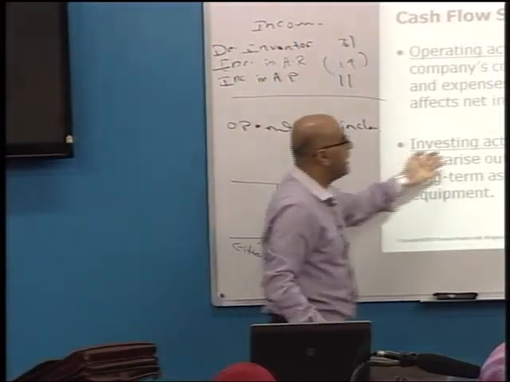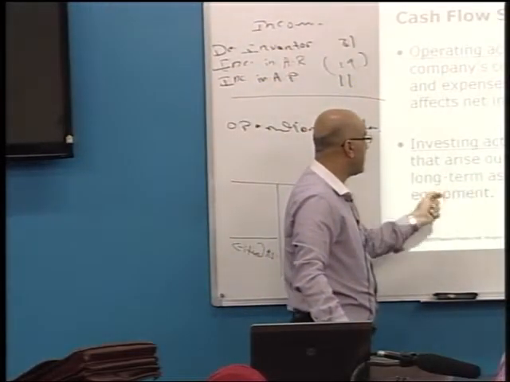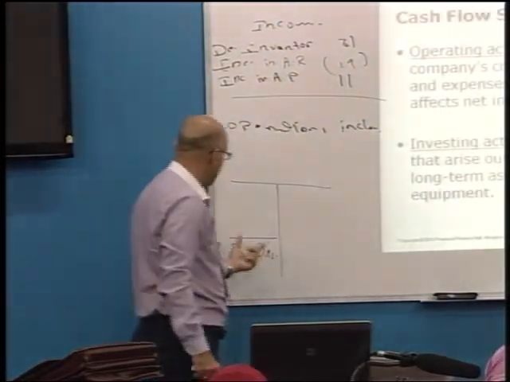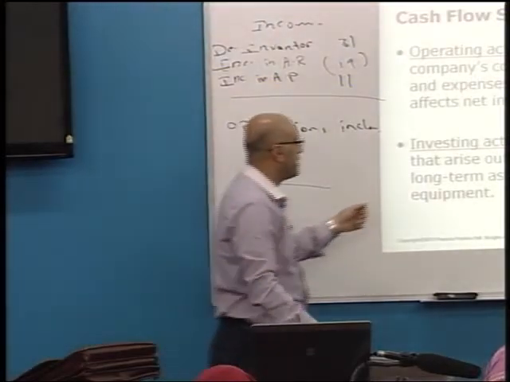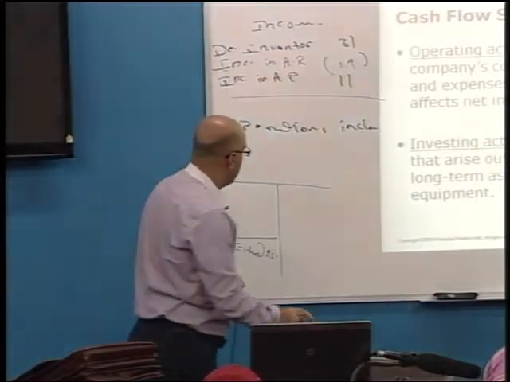If you read it here, it includes the cash flows that arise out of the purchase and sales of long-term assets. What are the long-term assets? They are the fixed assets, such as plant and equipment. Take this example again.